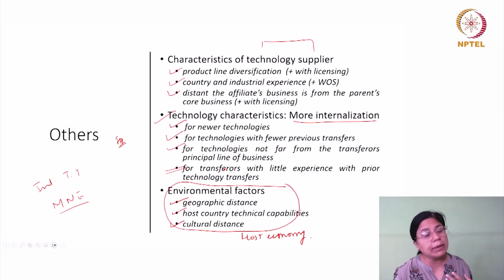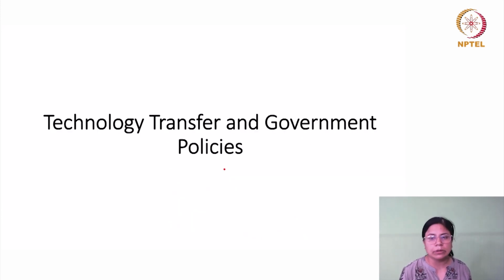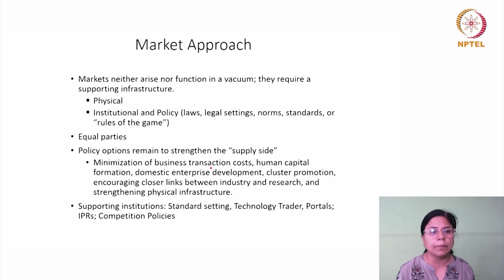We have said that creating appropriate environmental factors helps, and if we go to our earlier OLI theory by Dunning, the location-related aspects can help and support the host economy's efforts towards attracting such investments. So when you talk about technology transfer and government policies, broadly there can be two approaches. Either they can take a market approach, that means to facilitate the market. On the other hand, they can induce this kind of technology transfer.